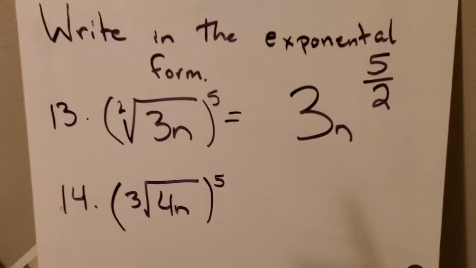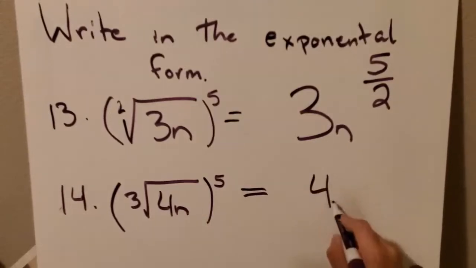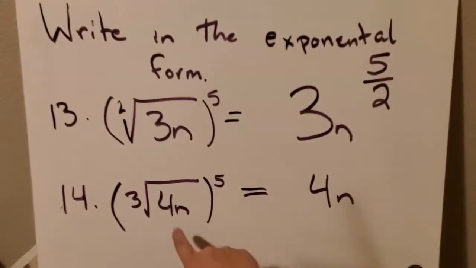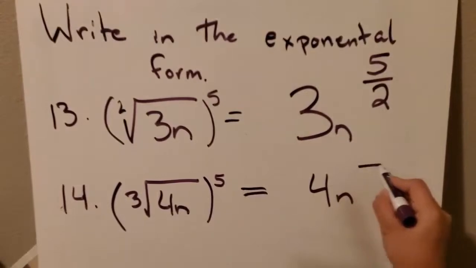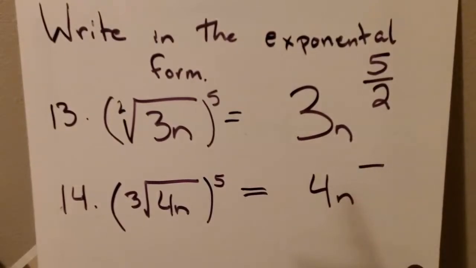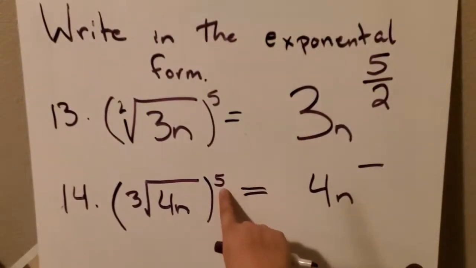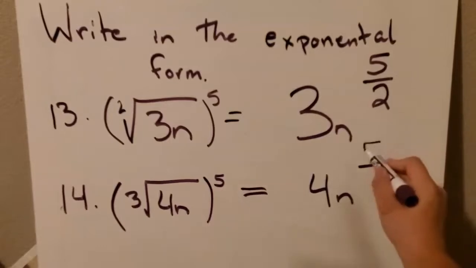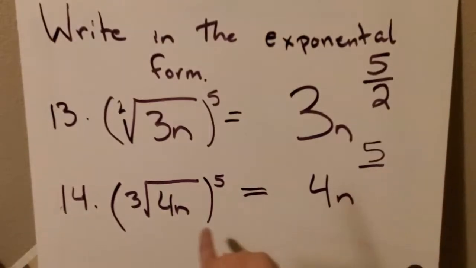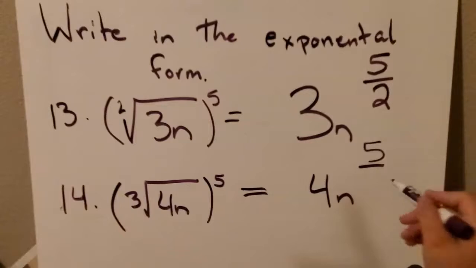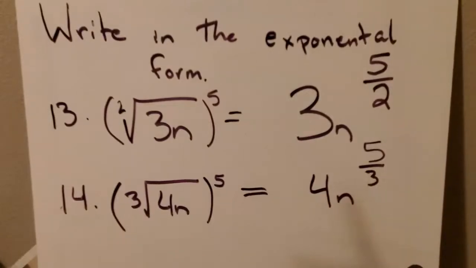Number 14 is going to follow the same steps. So our base number is unchanged. Base is 4n. We set up our fractional exponent. The top of the fraction is the exponent outside of the radical, so this one would be 5. And the bottom of the exponent is going to be the number in front of the radical, so 3, which means the answer to number 14 is going to be 4n to the 5/3 power.